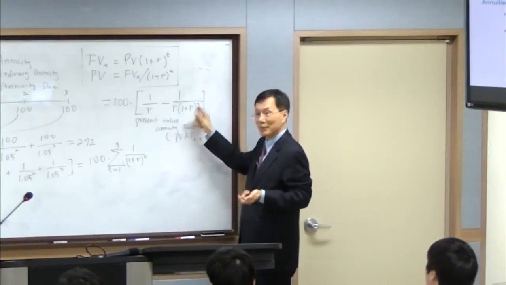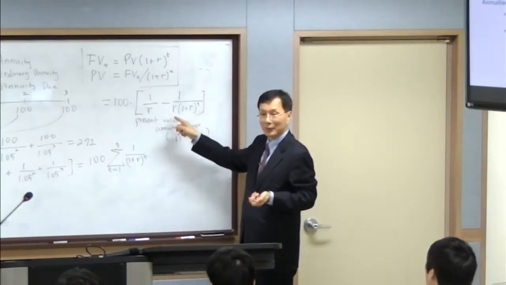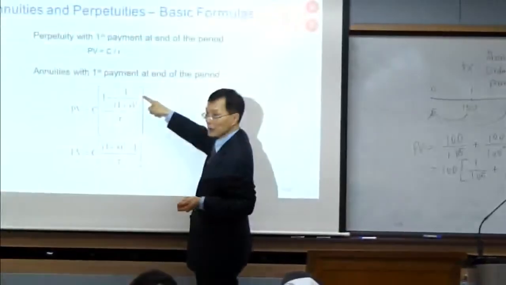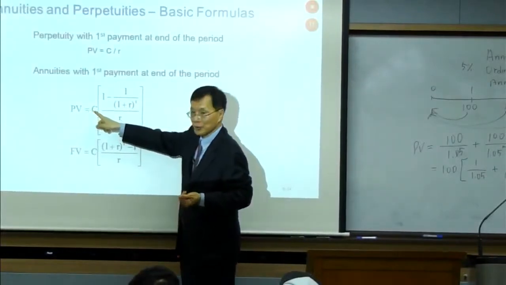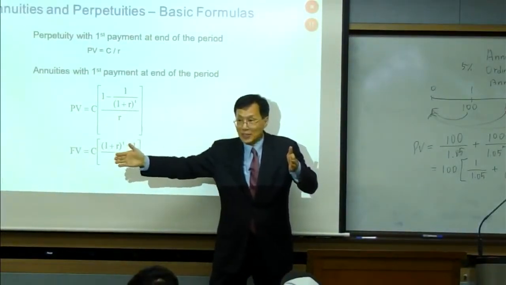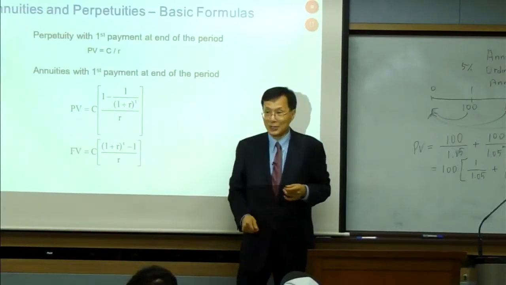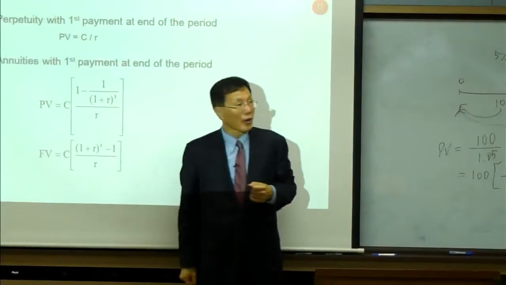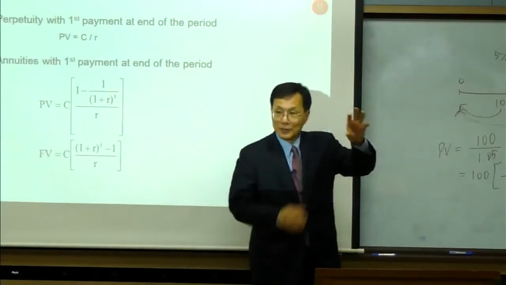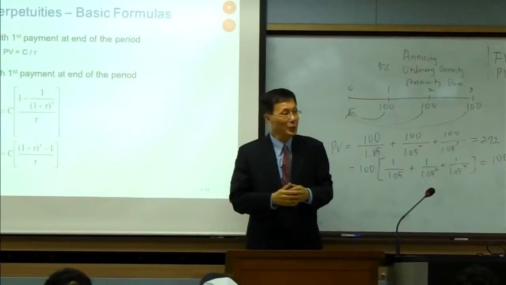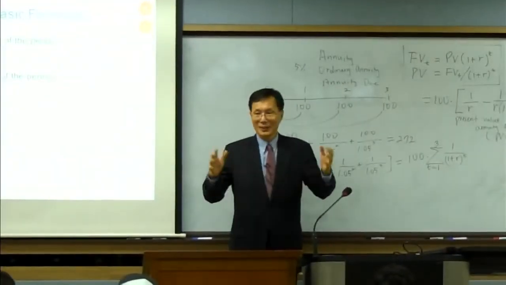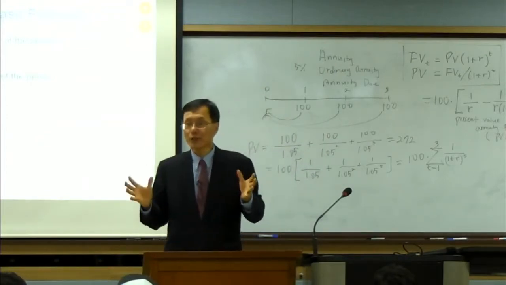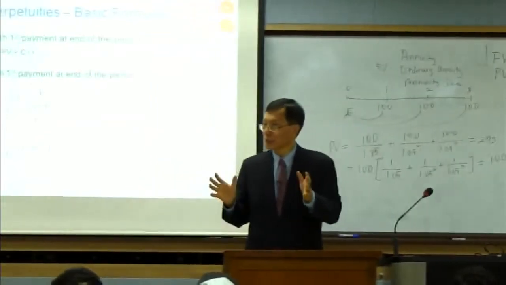If T becomes infinity, what will happen? This one will become 0. Therefore, the present value of an infinite annuity, called a perpetual annuity or perpetuity, is C over R: cash flow divided by R. That will give you the value of a perpetual annuity, an annuity that lasts forever. Is there a practical instrument available in practice?